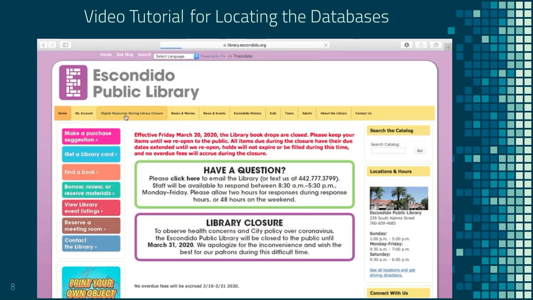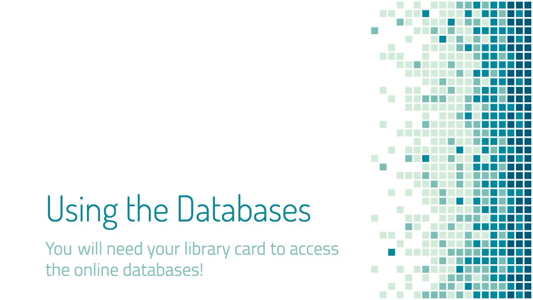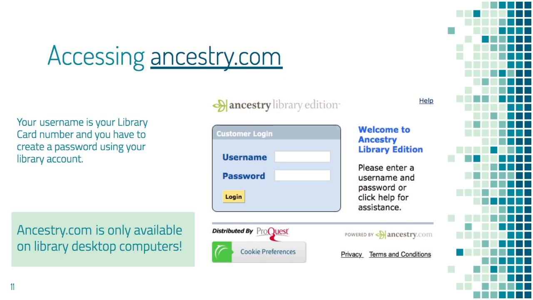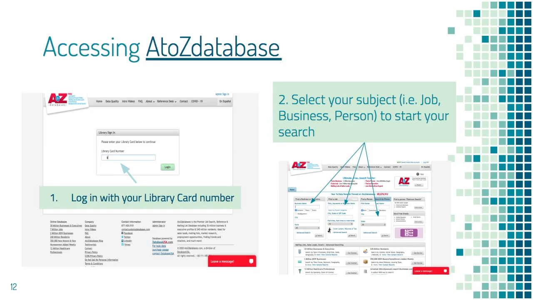To use the databases, you need a library card to gain access. For databases like Ancestry.com, your library card is your username. The same is true for A to Z databases.